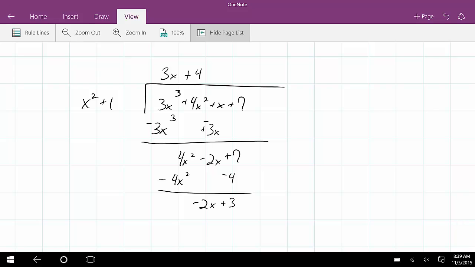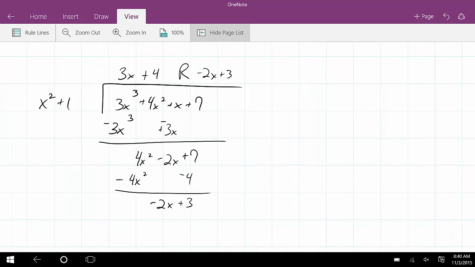Okay. So at this point, what you would do is you'd say, okay, well, what do I need to multiply x squared by to give me negative 2x? Well, now you'd have to multiply it by like 1 over x or something like that. And we only want to do this in terms of polynomials itself. So now, that being said, we found the quotient, and we could say that the remainder is negative 2x plus 3. This whole thing is the remainder.